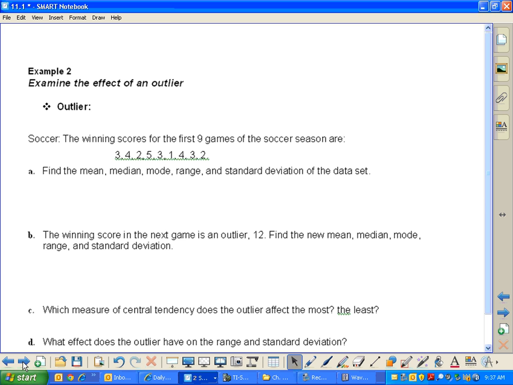Do you know, Calvin? Yeah, it's like an outsider. Outlier and outsider. Sort of. Perfect. Almost the textbook definition. Good job, Calvin. It is a piece of data not typical of a data set.